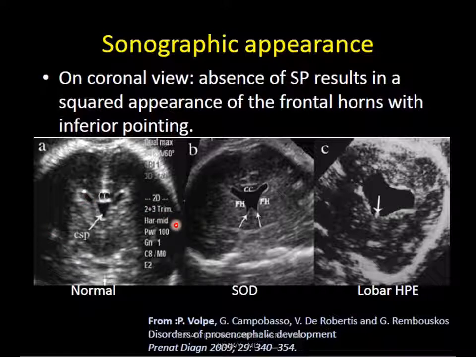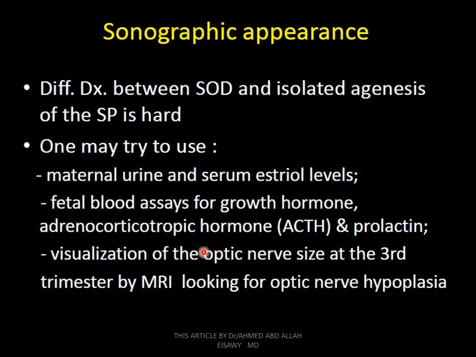Sonographic appearance in coronal view: absence of the septum pellucidum resulting in a squared appearance of the frontal horns, with inferior pointing, as we see by this arrow. This is lobar holoprosencephaly, this is septo-optic dysplasia, this is normal. Sonographic appearance of absence of the septum pellucidum, septo-optic dysplasia.